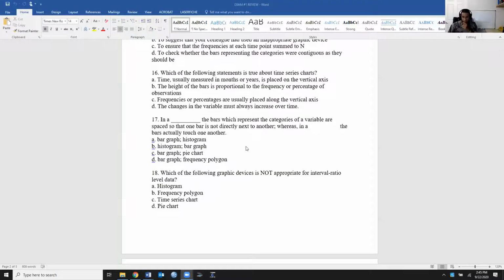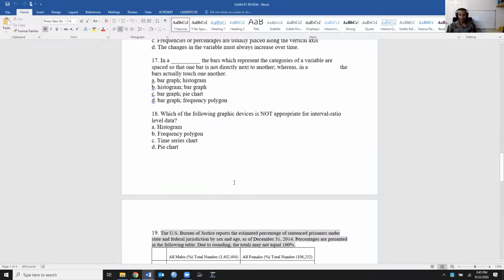Okay, so 18. Which of the following graphic devices is not appropriate for interval ratio level data?